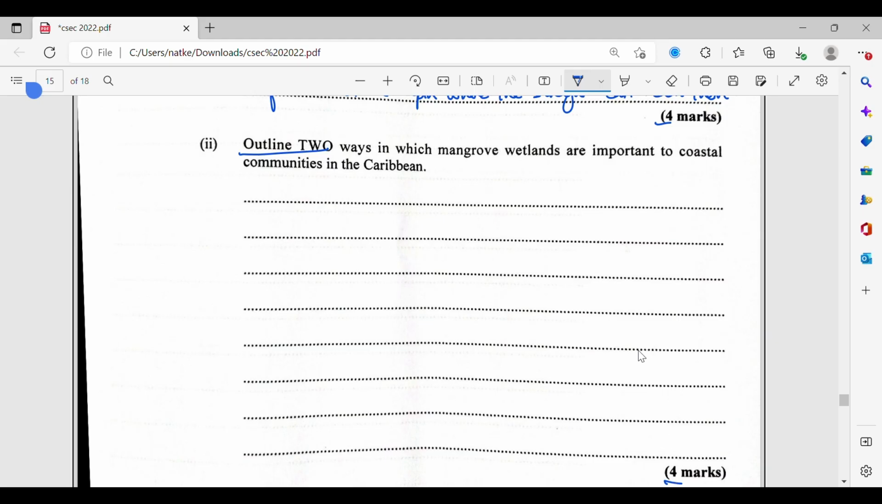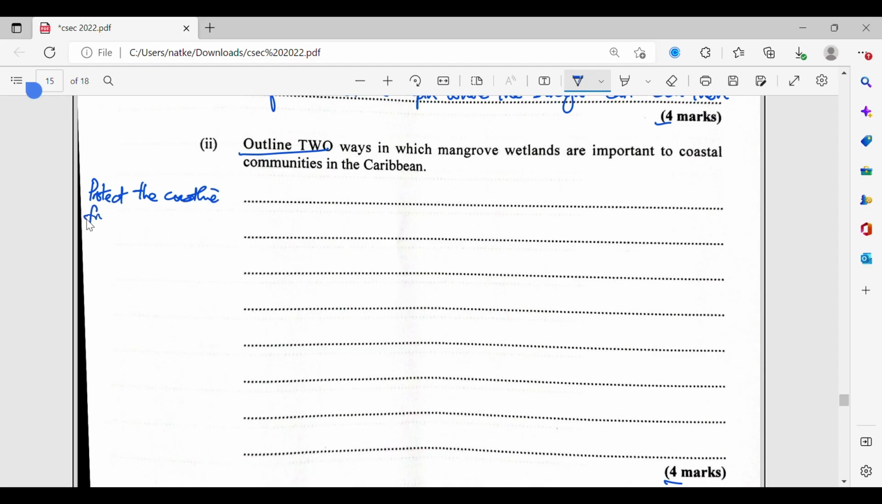So outlining means that you basically give detail steps. So what we are going to do here, we are going to first identify the benefits or two ways in which mangrove wetlands are important to coastal communities. So the first one that we can mention is that it protects the coastline from waves. So over here I will put protect the coastline from waves.